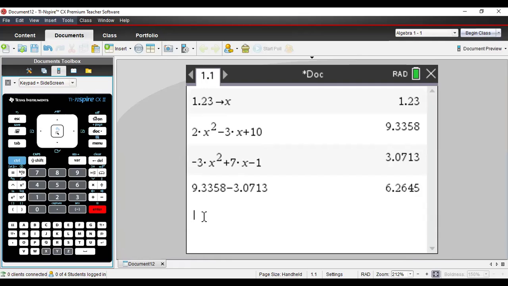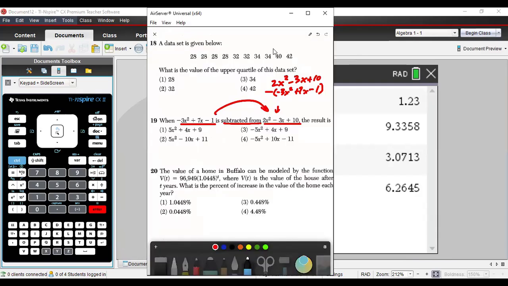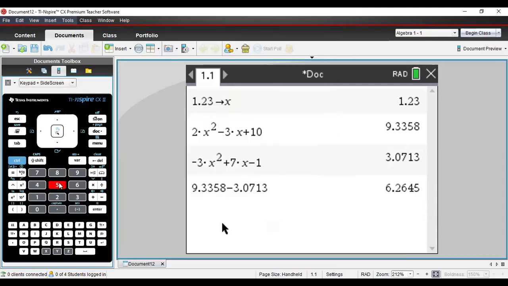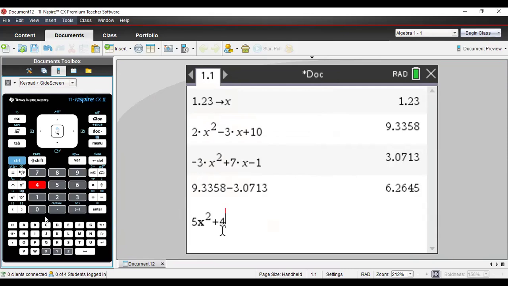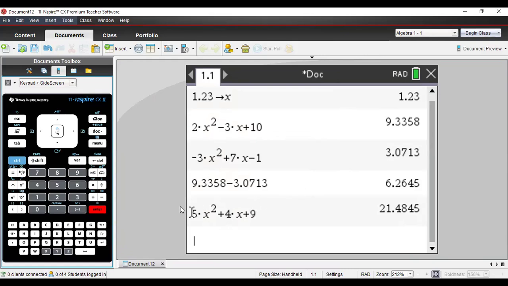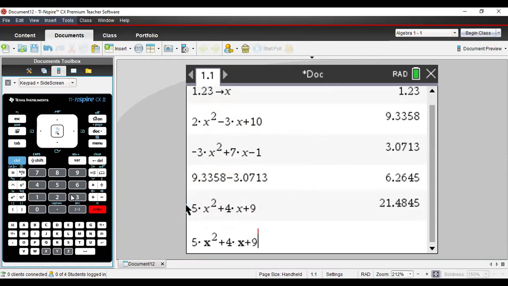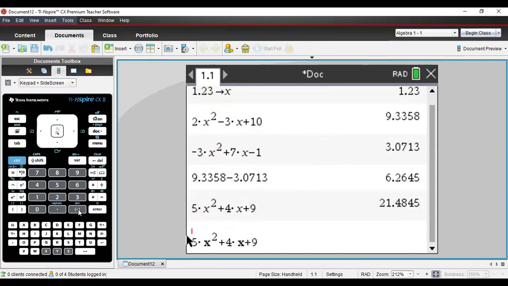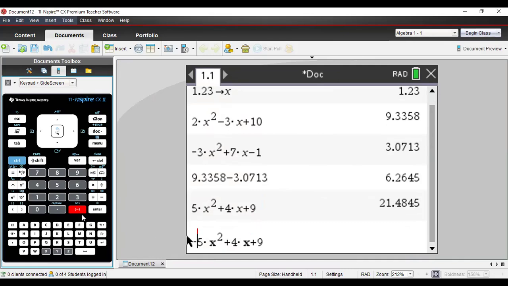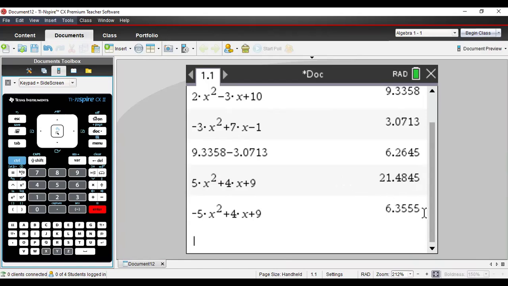So let's go to the first one. First choice is 5x squared plus 4x plus 9. So I'm going to type that in. 5x squared plus 4x plus 9. And then I press enter, get $21 and something. Now, I'm going to be smart. I'm going to copy this one. I'm going to change this to a negative, because that's the only difference between 1 and 3. Let's see what we get. We get $6.35. Now that's closer, but that's also not the answer.